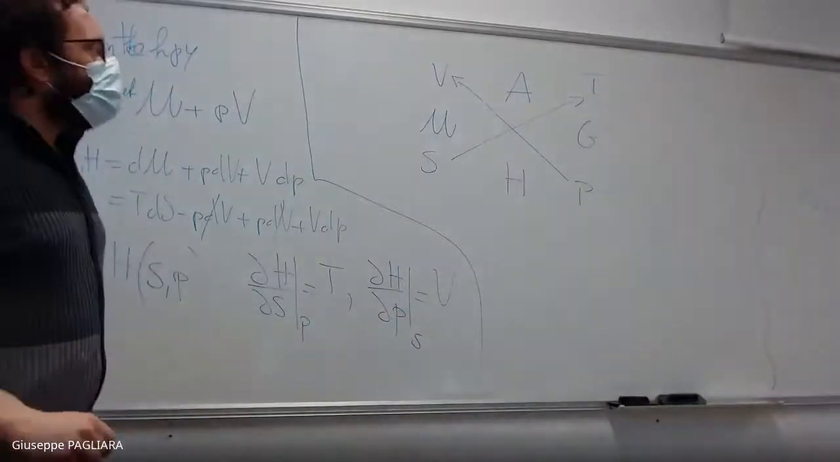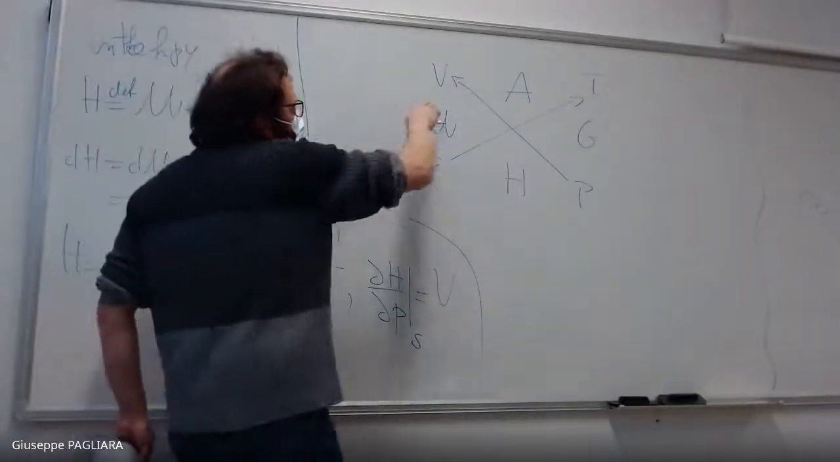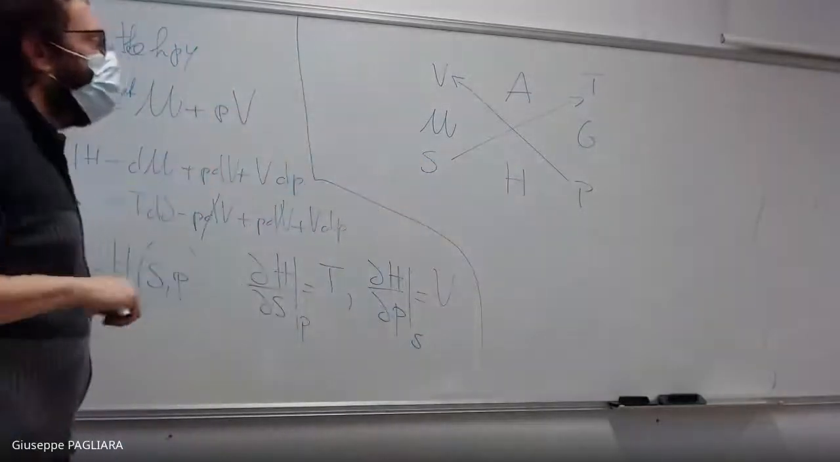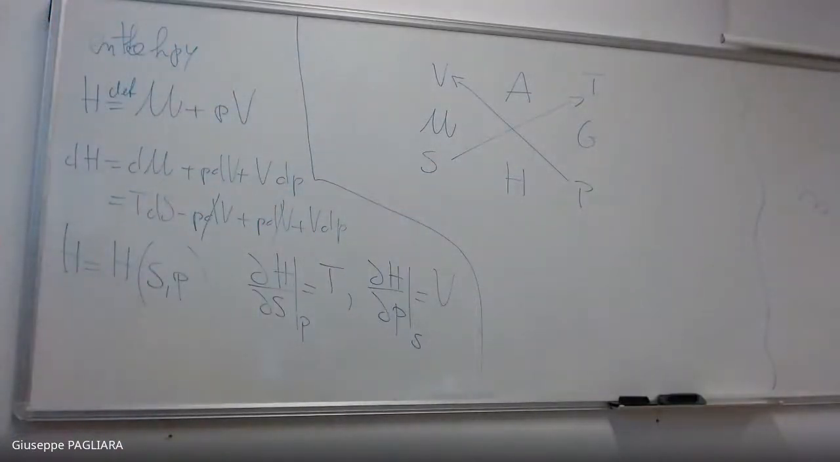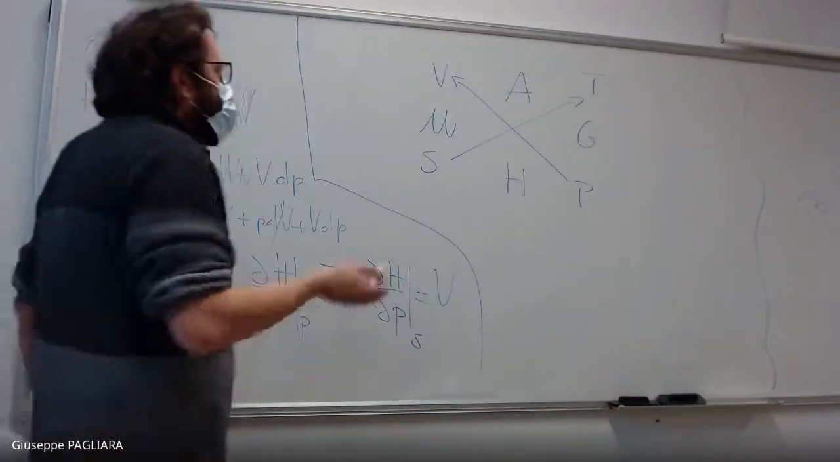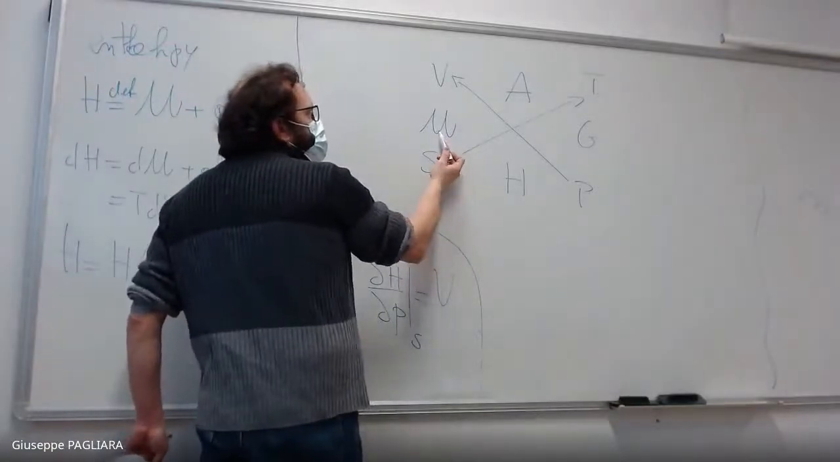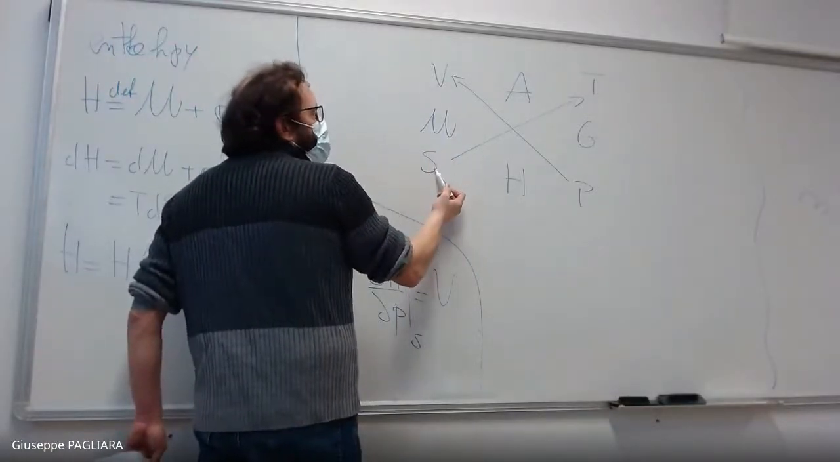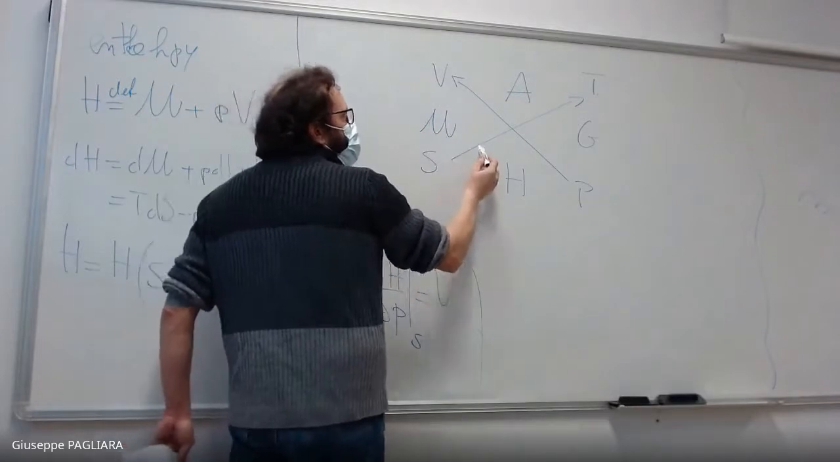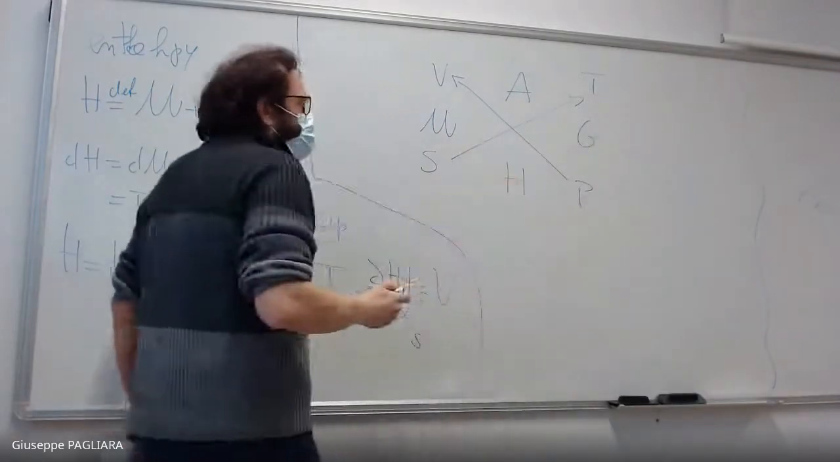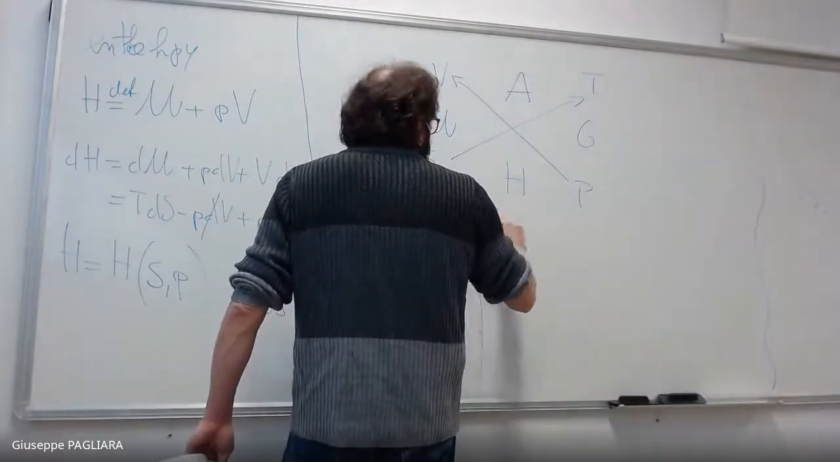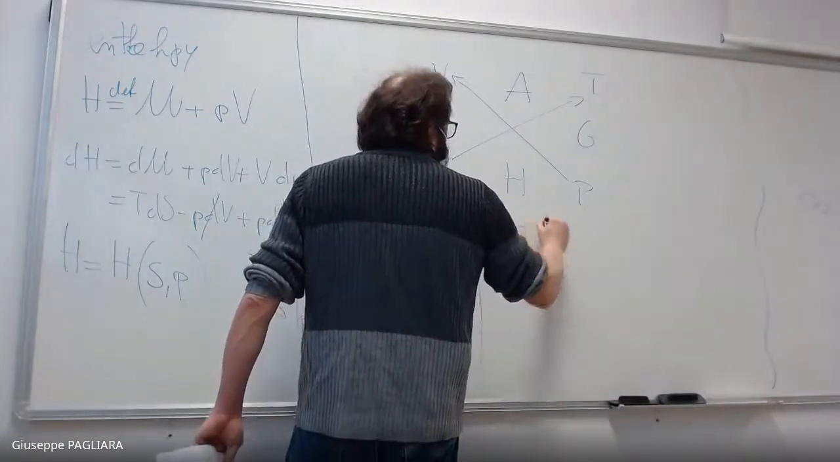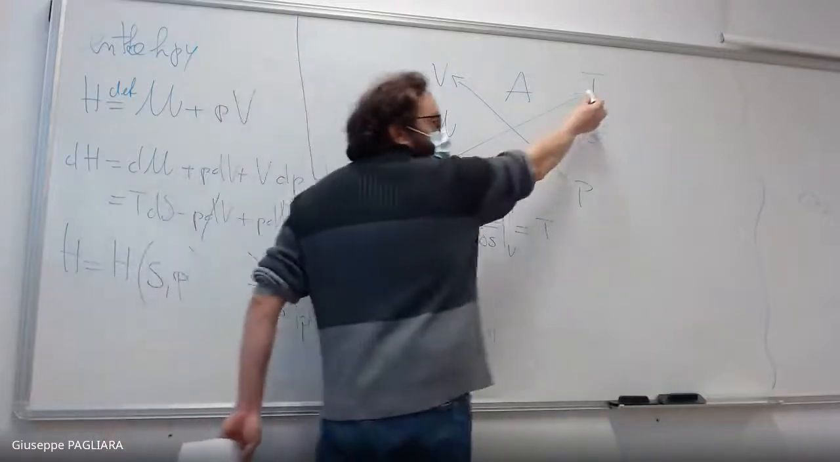Okay? Now, this already allows me to find the independent variables. And the other thing is that I can see the partial derivatives in the following way. Let me take a simple example. If I want the derivative of U with respect to S at fixed volume, I need to follow the arrow and then we get T. So the derivative of U with respect to S at fixed volume is equal to T, and this is provided by the arrow. Okay?